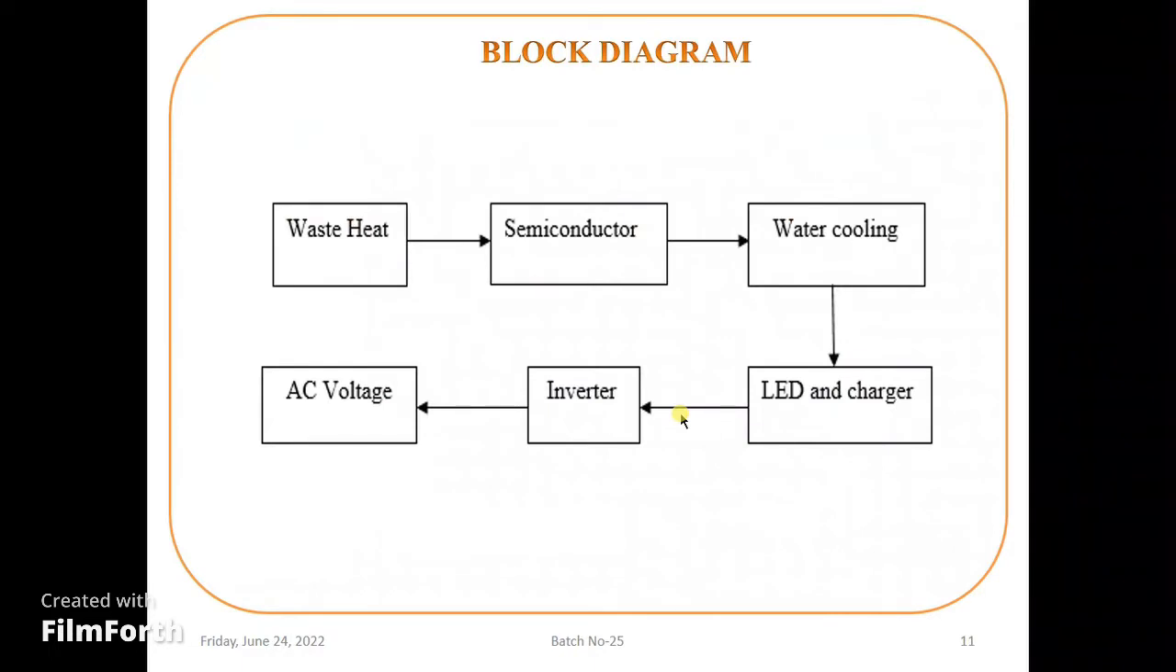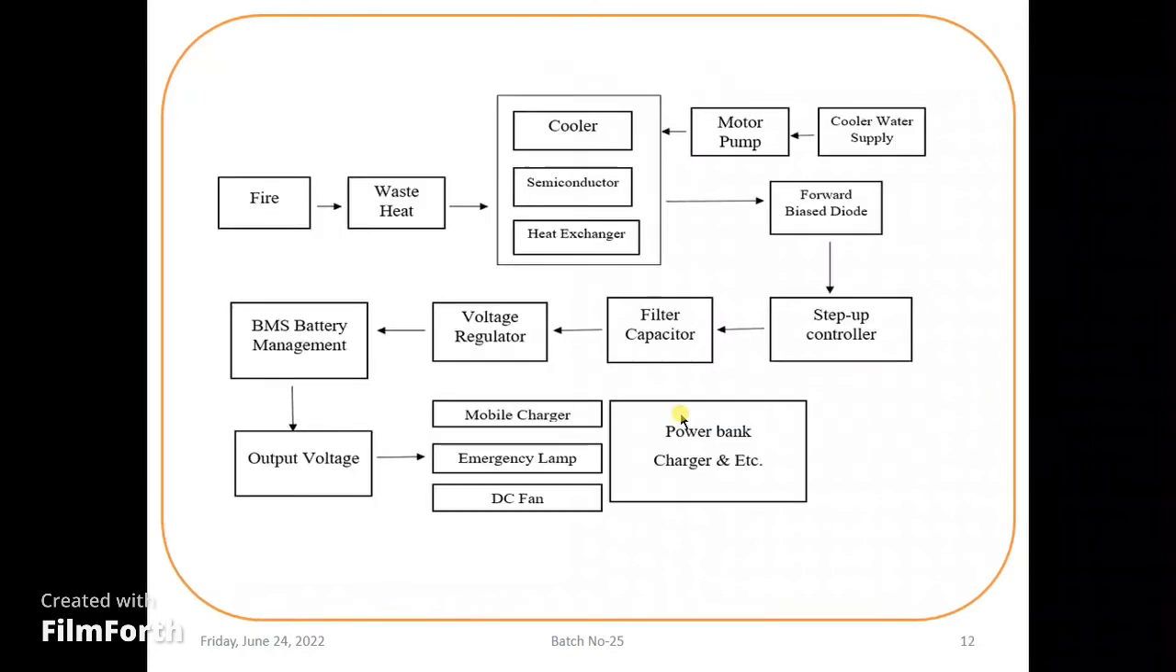And the block diagram: the waste heat taken from the industries is passed through the semiconductor, which is applied with water cooling. With the help of this, we pass the current to the LED charger. From the charger, we pass the electricity to the inverter. With the inverter, we convert the DC into AC voltage. And this is a brief explanation of the block diagram.